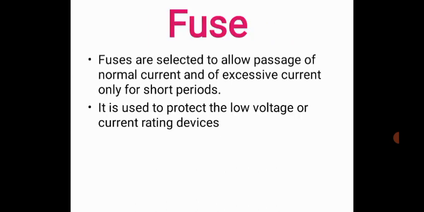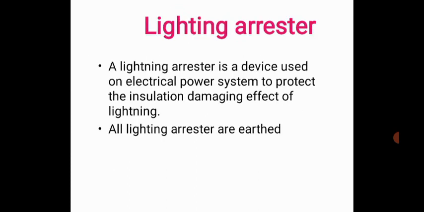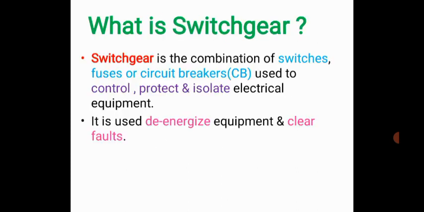Next one, fuse. Fuses are selected to allow passage of normal current and excessive current only for short periods. So it is used to protect low voltage or low current rating devices. Next one, lightning arrestor. A lightning arrestor is a device used on electric power systems to protect against insulation damage from the effect of lightning. All lightning arrestors are to be earthed.